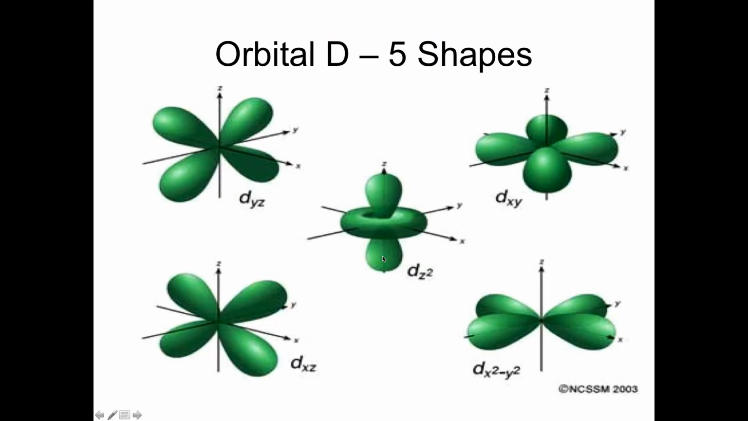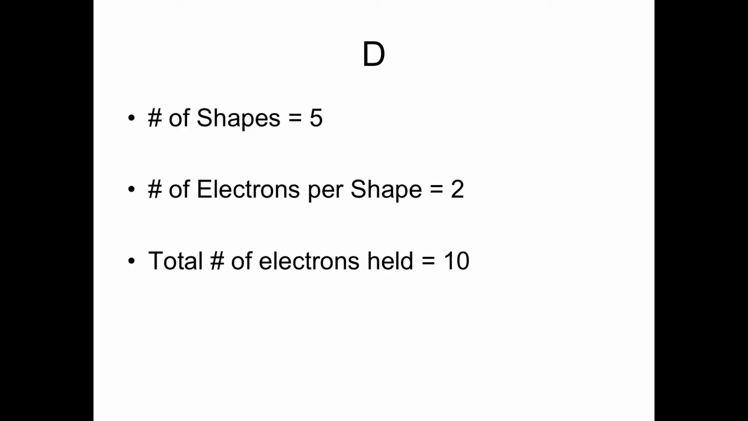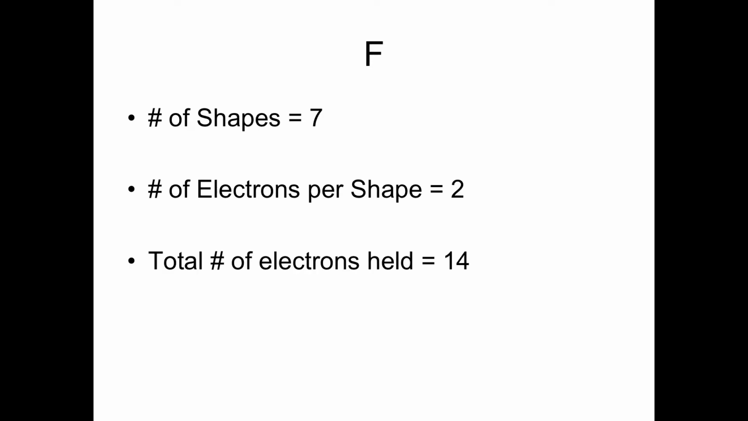The D section is 5 shapes. Now each one of these shapes can hold 2 electrons. Since I have 5 shapes and each hold 2, you will see that the D block holds up to 10. And if you counted all of the boxes in the D block area per row, you would see that it goes 10 across. In the F shapes, there are 7 in total, each one holding 2. Gives me a grand total of 14 electrons that I can hold within that row.